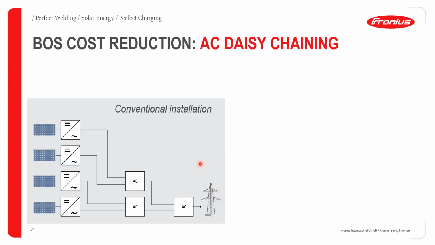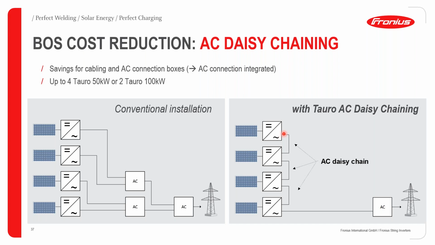Like I said, here is a good example of how this comes into play in terms of BOS cost reduction using AC daisy chaining. Normally, this is how it would look, because if you have subsystems, you have to combine the AC outputs and then recombine them again in order to connect to the grid. But AC daisy chaining eliminates all that stress by simply daisy chaining all the inverters and then going out with just one run of cable to the main AC distribution panel.